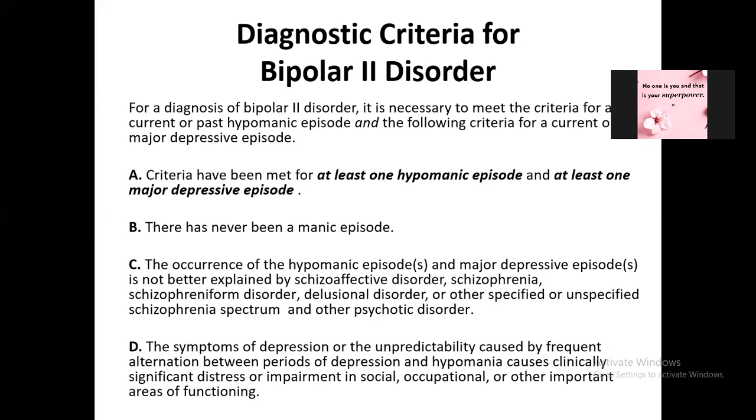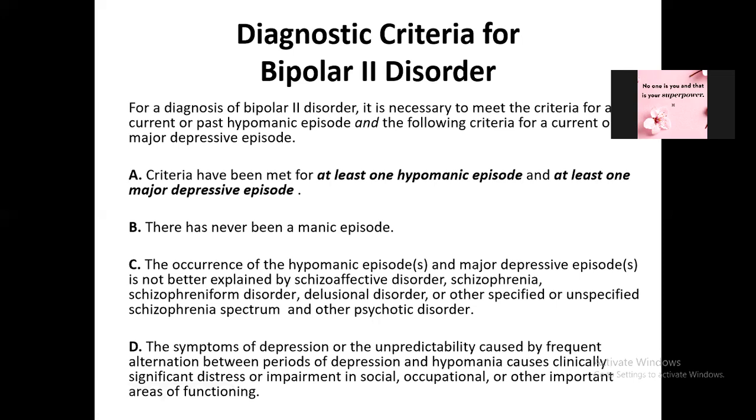So, in case of bipolar 2 disorder, the patient has never had a manic episode previously. All right. Then the occurrence of the hypomanic episodes or the major depressive episodes is not explained by any other kind of psychological disturbance. All right. You have to make sure about the differentials alongside. All right. So the symptoms of the depression are unpredictably caused by frequent alternations between the periods of depression and hypomanic episodes. They clinically cause very significant distress or impairment in the client's social and occupational daily living function, workplace environments.